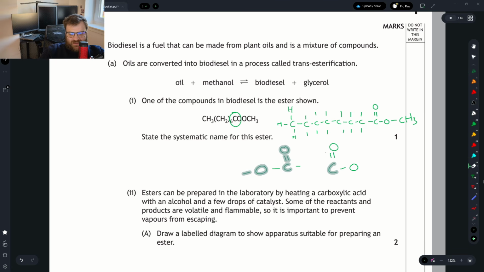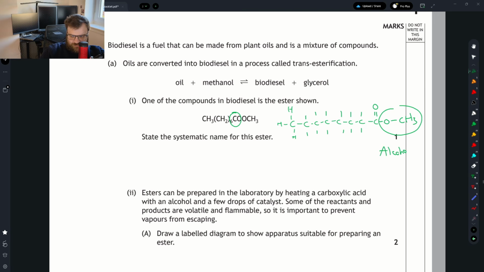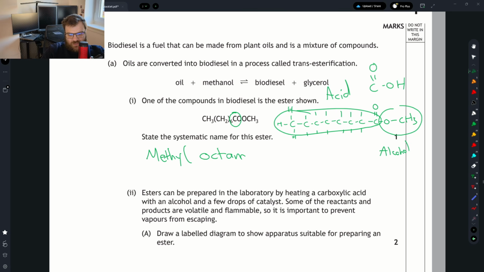And then the side with the O here comes from the alcohol, and the other part's the acid, because a carboxylic acid is C double bond OOH. That 1 carbon from the alcohol means it was methanol, which gives us methyl, and then the acid had 1, 2, 3, 4, 5, 6, 7, 8 carbons in it, so octanoate would be the answer there.